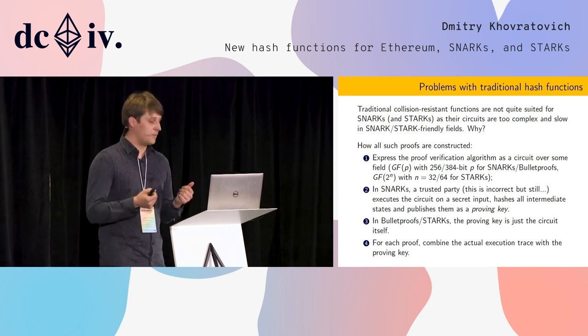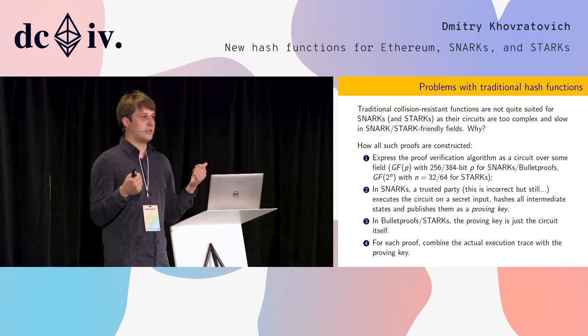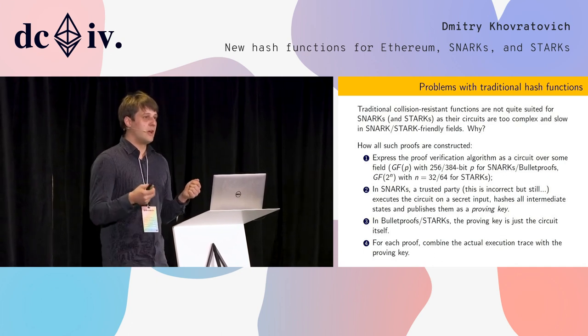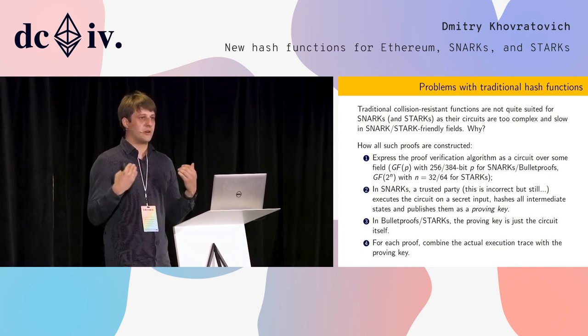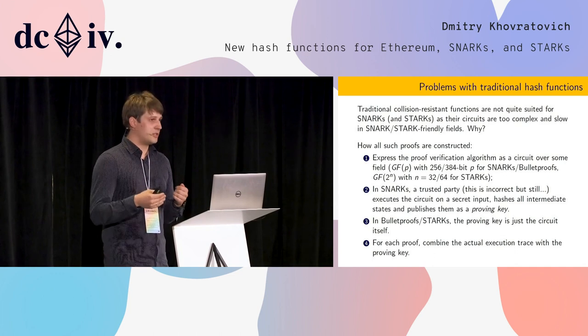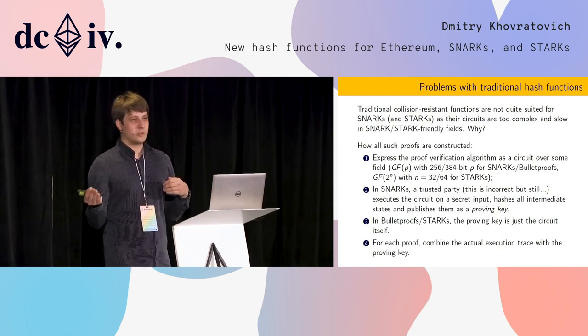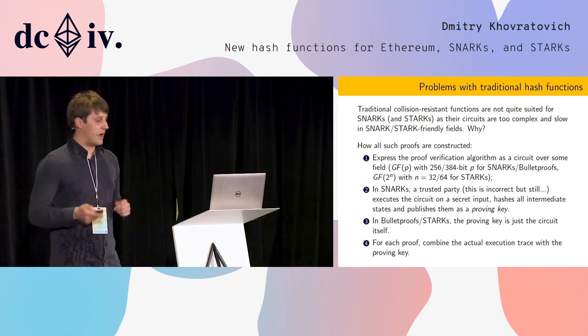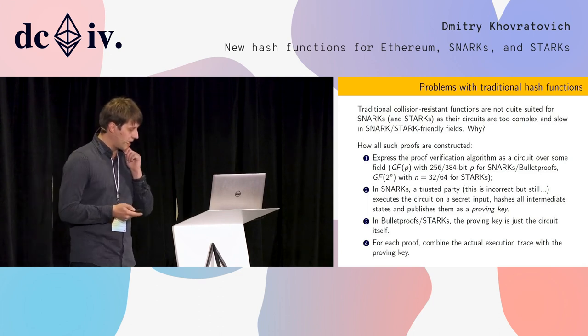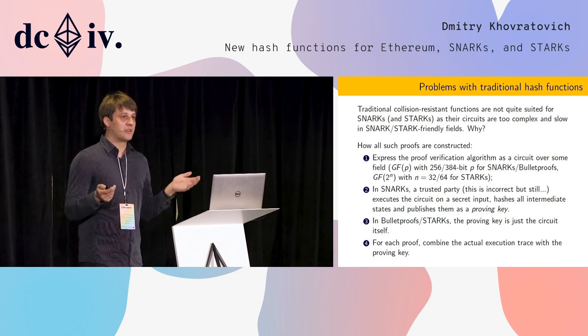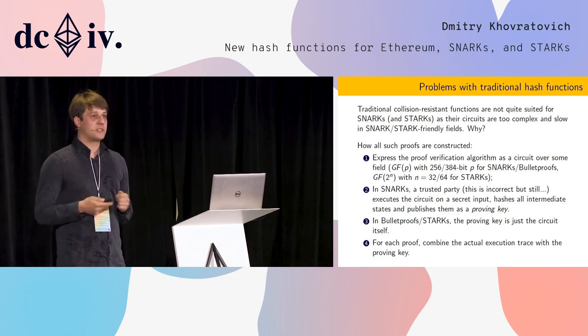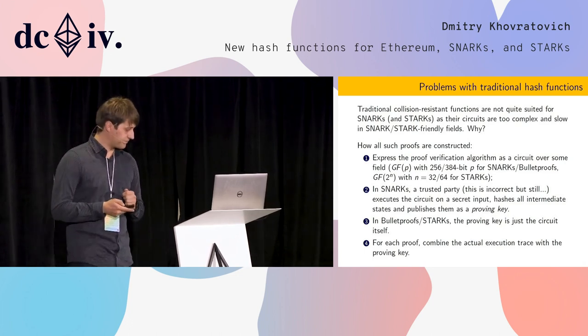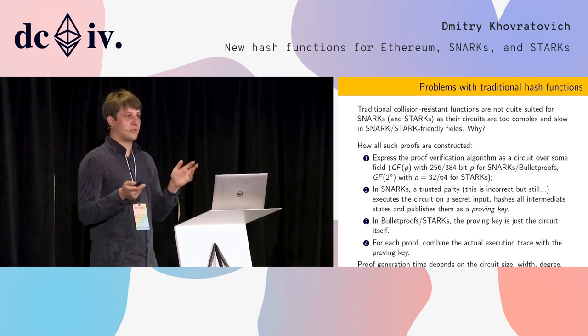And for each proof, to create a proof, you have to match your execution, your computation, with the proving key, so with the circuit or with the circuit on secret input. So you have to combine the two traces. And that's why the bigger the circuit is, the longer it takes to construct a proof. And it depends on the circuit size.